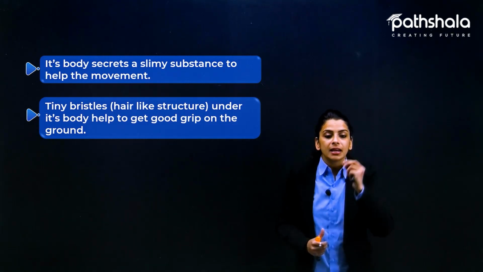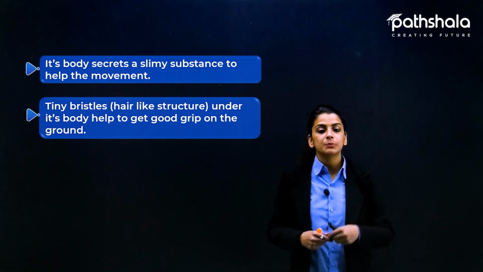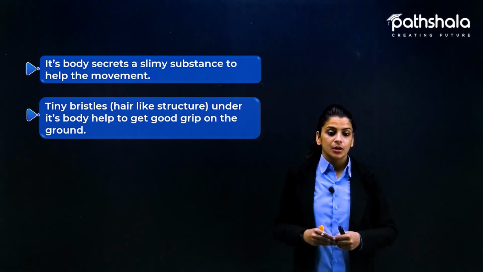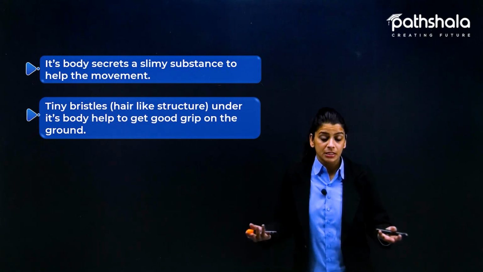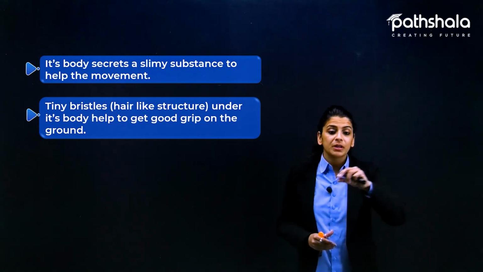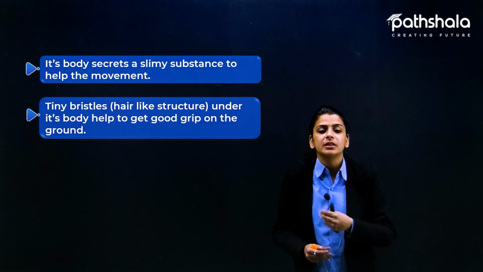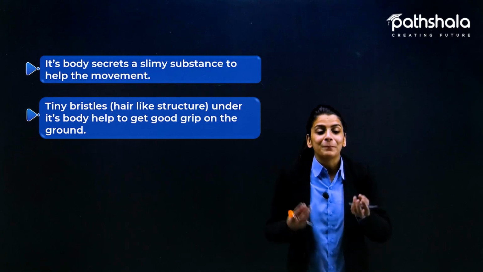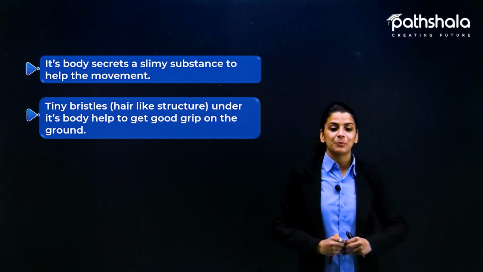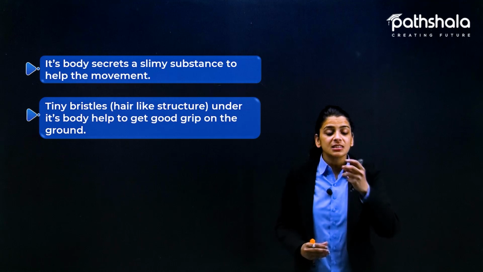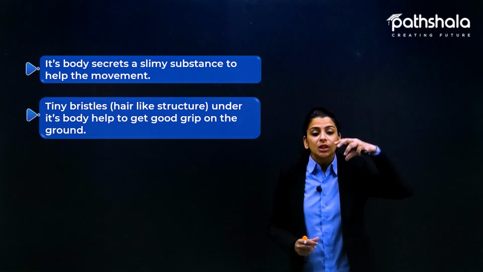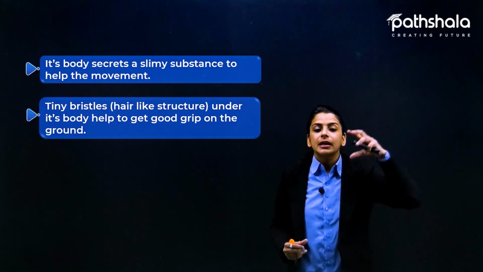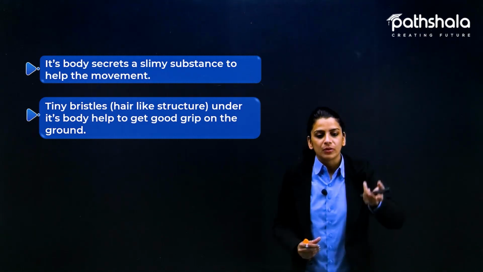Now, tiny bristles. Bristles are hair-like structures under its body that help it get a good grip on the ground. Also, if its body is slimy, it can slip anywhere. It is very much possible. If there is a watery substance on the body, it is very much possible that an earthworm slips. But it is not slipping because of the tiny bristles present under its body. These tiny bristles provide a good grip on the ground where it is moving. So with the help of the bristles, it gets a good grip and then moves forward in the soil.